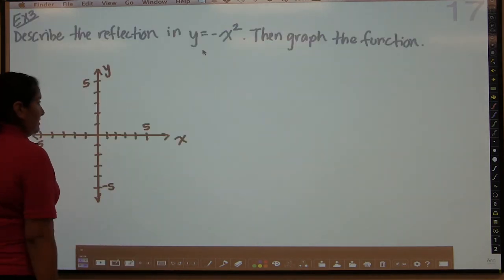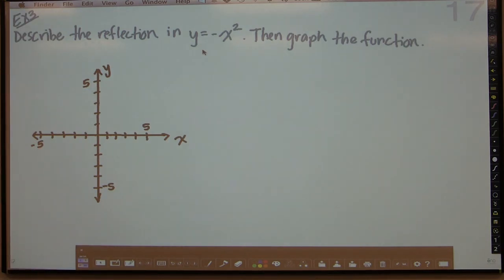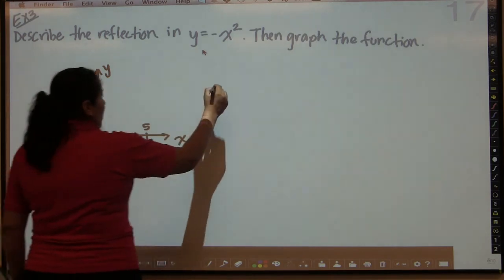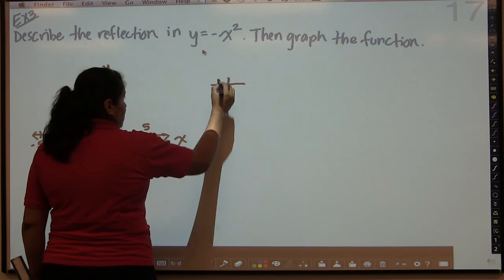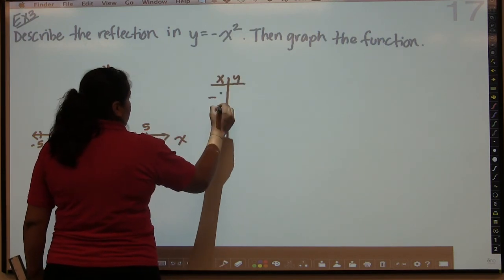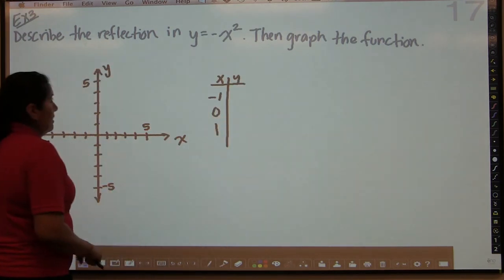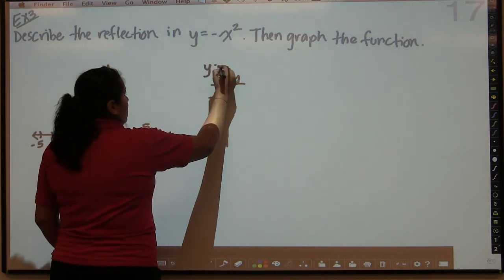So we'll see how that works out here. Describe the reflection of y equals negative x squared, then graph the function. Again, I want to start by graphing the parent graph, and this time I'll do it the right way, because I don't want to be crazy. X, y, negative 1, 0, 1. I can pick whatever numbers I want. So I'm going to graph y equals x squared.